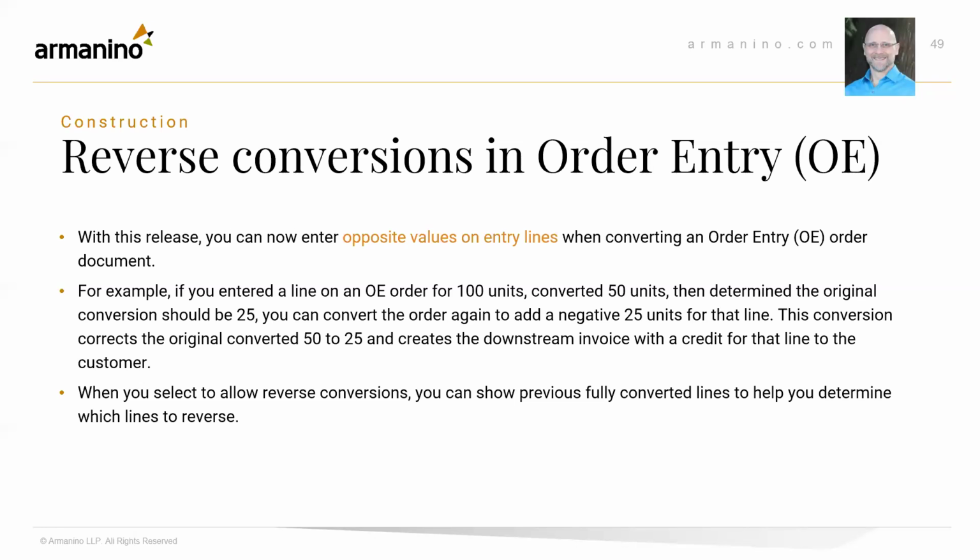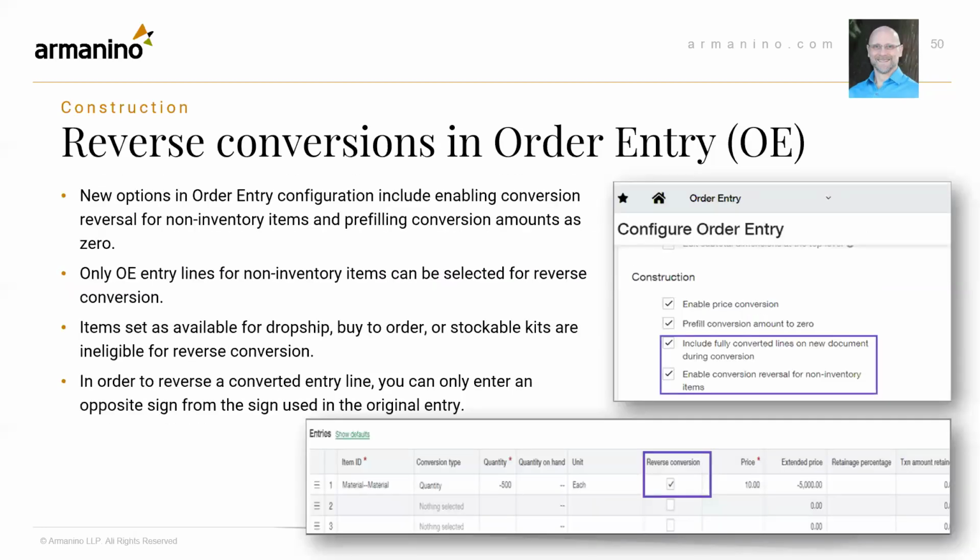And when you select the allow to reverse conversions, you can show previous fully converted lines, which will help you determine which exact line you want to reverse. So that's another time-saving convenience functionality there. And here's where you would go into the configuration under construction: include fully converted lines on new document during conversion, and then enable that conversion reversal for non-inventory items.